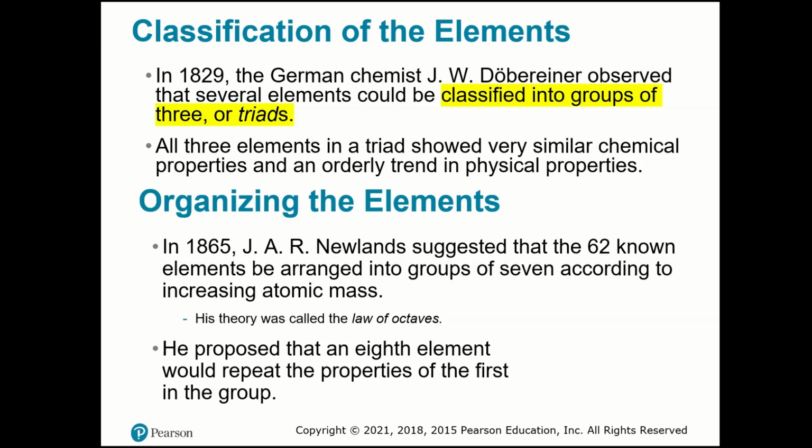Organizing the elements: in 1865, Newlands suggested that the 62 known elements be arranged into groups of 7 according to increasing atomic mass. His theory was called the law of octaves. So he proposed that an 8th element would repeat the properties of the first in the group.